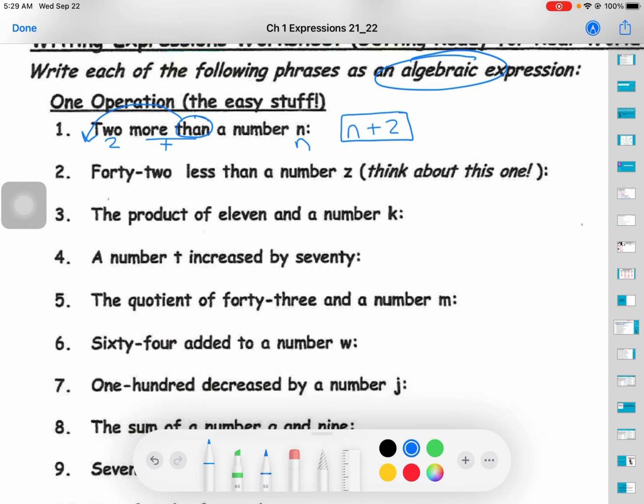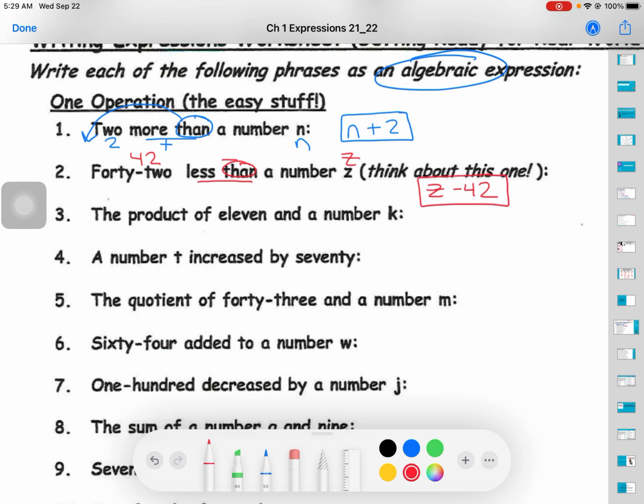Now if we go on to the next one, here I see 42 less than, well, that means to subtract a number z, and that's just the variable that they gave me. Okay, again, we see this word then, so that less than means it comes afterwards. 42 less than a number z, well, I have to know z first before I can take away the 42. So it'd be z minus 42.